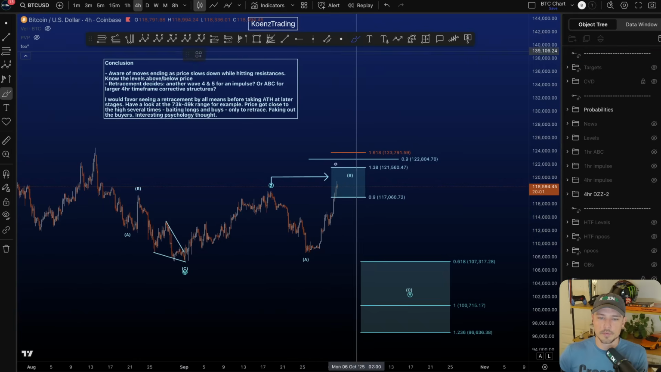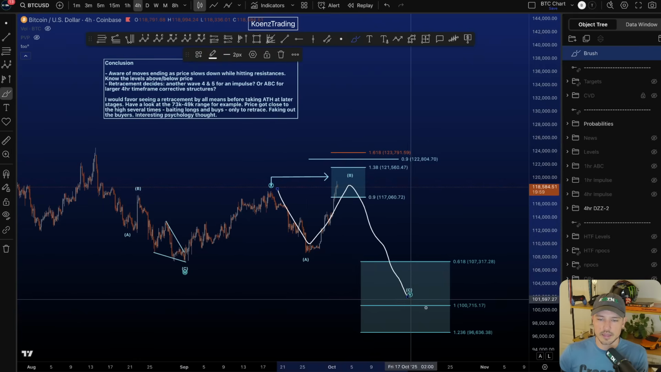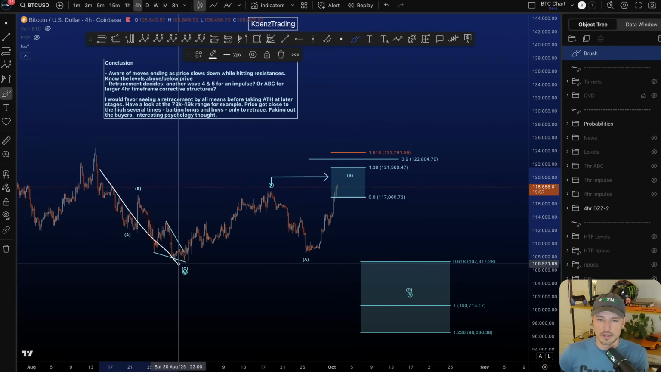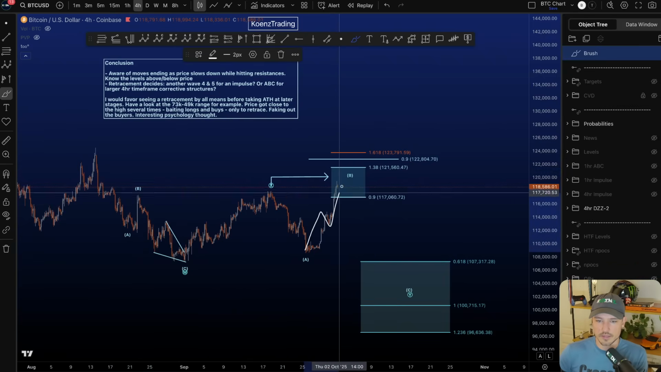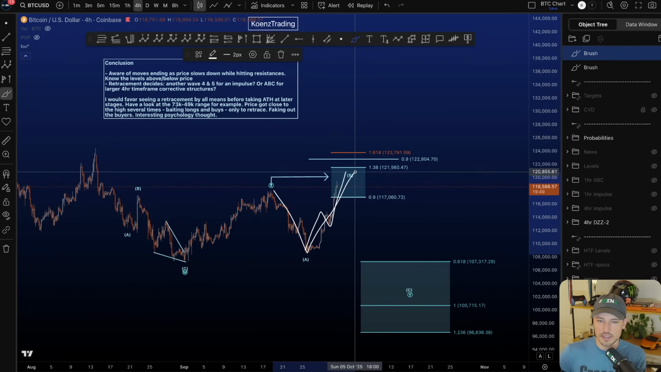So ABC up would be A, B, and then get a C down. Or, I mean, if this is A, B, C, we're going to be looking for this anyway. So then this becomes A, this becomes B. You're looking for a C to the downside.